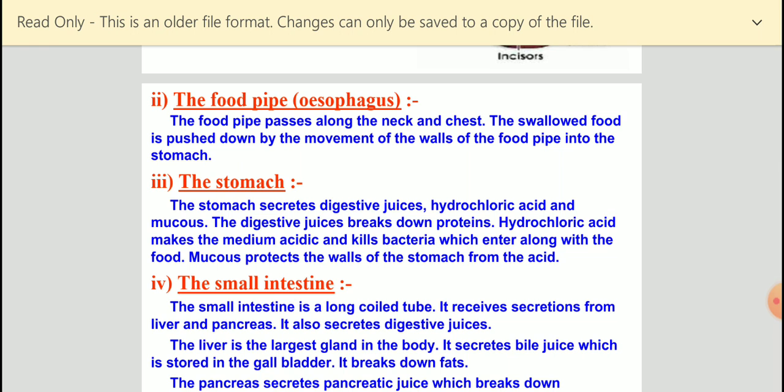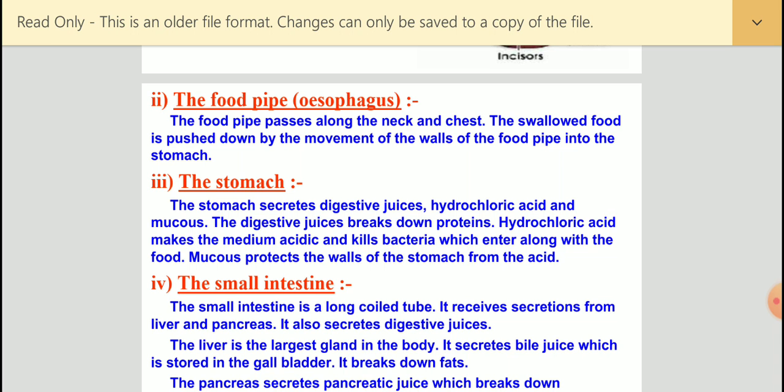It is about 7 meters long. Very long, sometimes 6, sometimes 7. But in carnivorous animals, the small intestine is small because they have to digest only meat. But in herbivores, as they are digesting cellulose, the small intestine is very long. Okay. It also receives juices from the liver and pancreas.